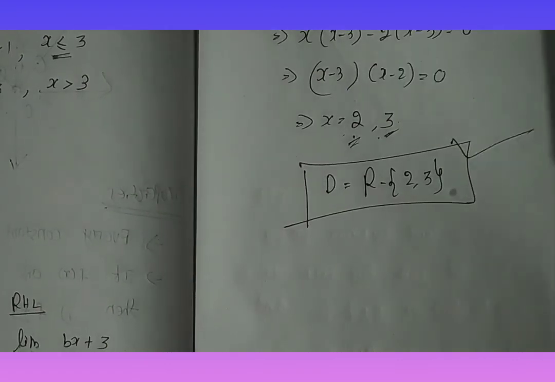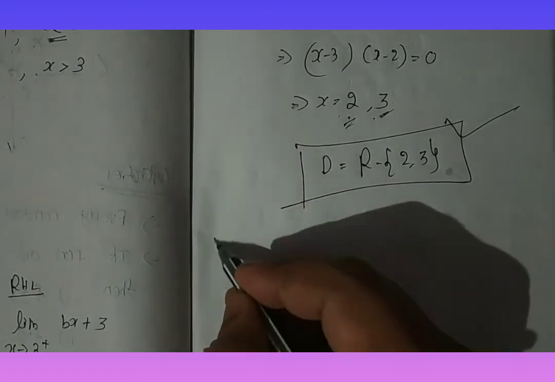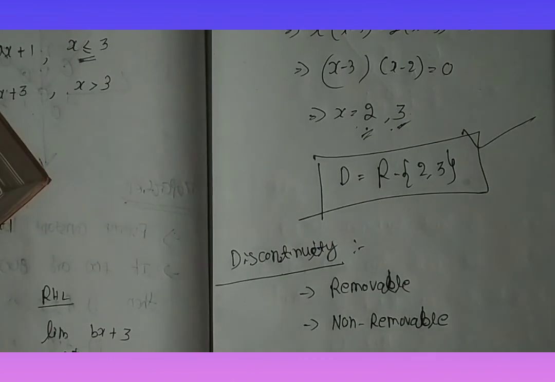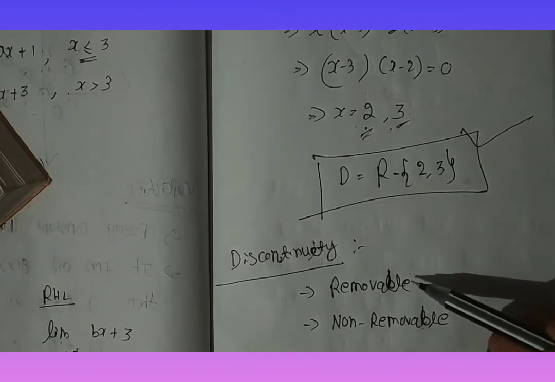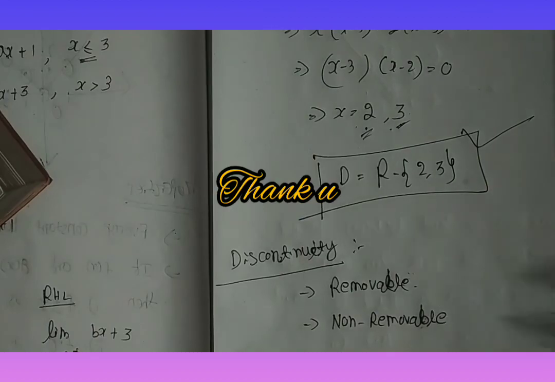Discontinuities are of 2 types. One is removable and another one is non-removable. In the upcoming video, we will discuss these 2 points, removable discontinuity and non-removable discontinuity.